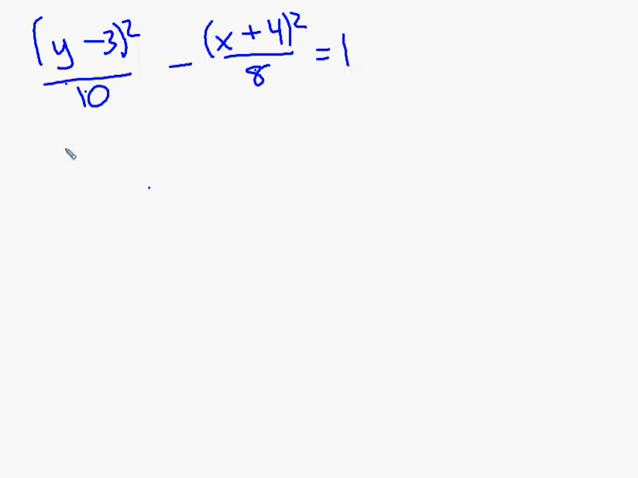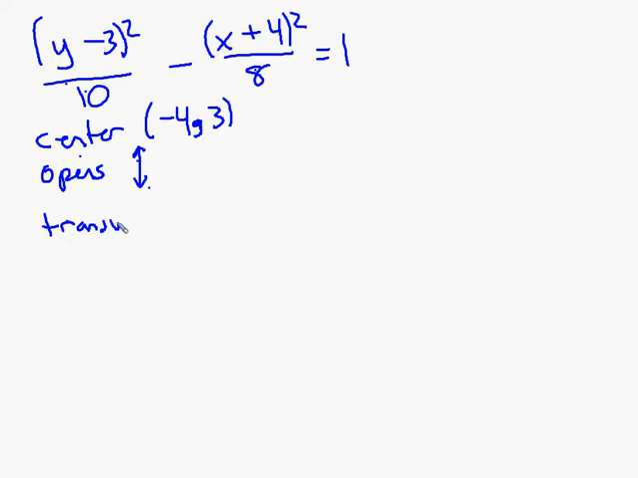So this next one, we actually won't graph this. We're going to answer all those questions. So let's answer the center. What's the center? Negative 4, 3. And good job not falling for the trap there. Okay, so there's our center. And now let's say where it opens. Which way does it open? It opens up and down, because the y is the positive thing. Okay, that means my transverse axis is x equals negative 4, and my conjugate axis is y equals 3.